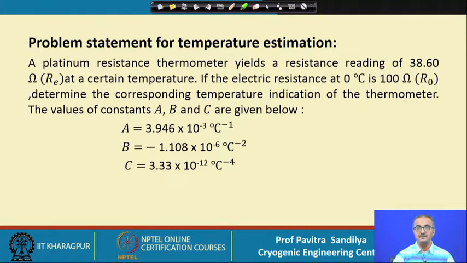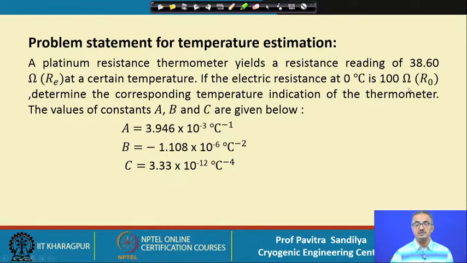In this we have used data from a platinum resistance thermometer, which gives a reading of about 38.6 ohms at a certain temperature, and it is given that at 0 degree centigrade it is 100 ohms. That is, this platinum resistance thermometer gives a resistance of 100 ohms at 0 degree centigrade.